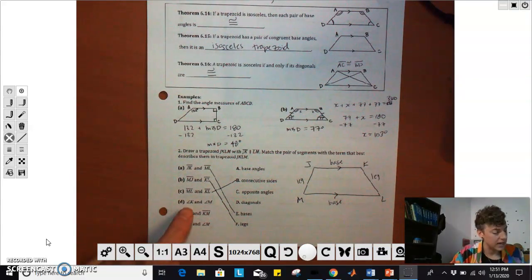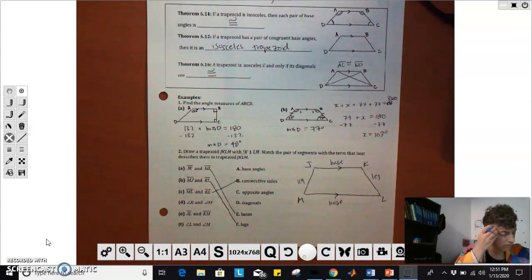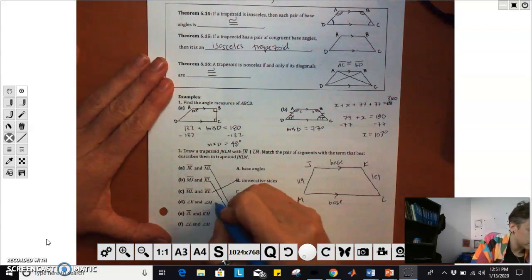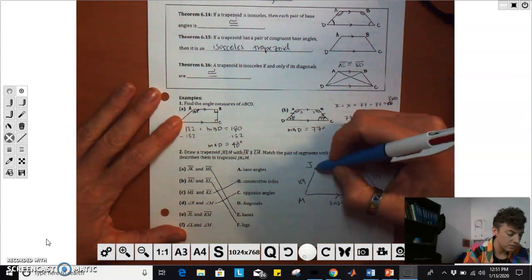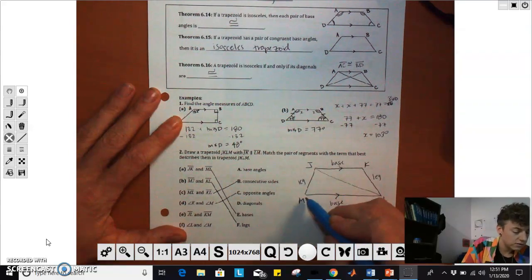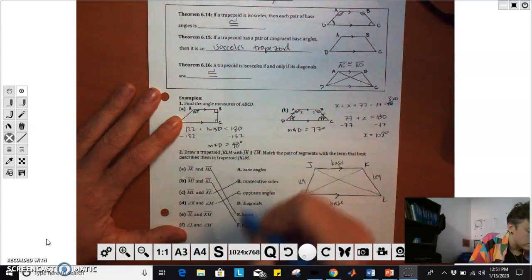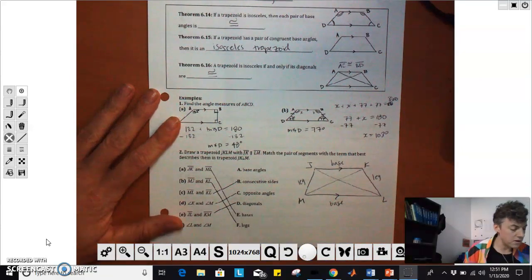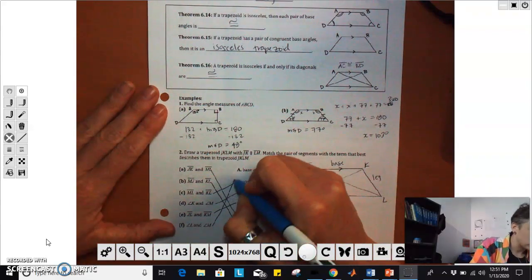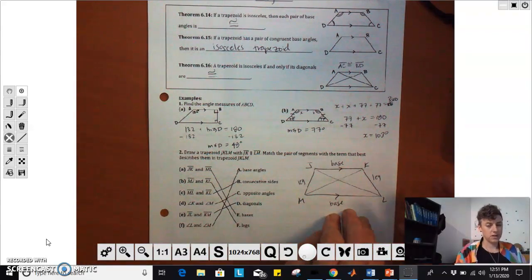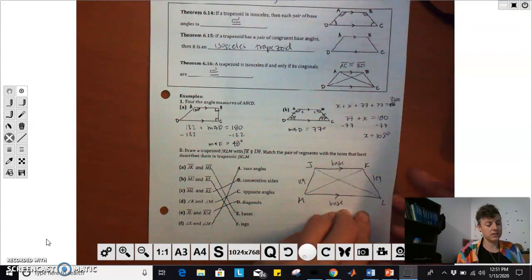How about angle K and angle M? Those are definitely opposite angles. Oh yeah. Good job. How about segment JL and KM? Good. Those would be diagonals if we drew those in. So I guess angle L and angle M are base angles. Nicely done. All right, cruising right along. Y'all are doing great.